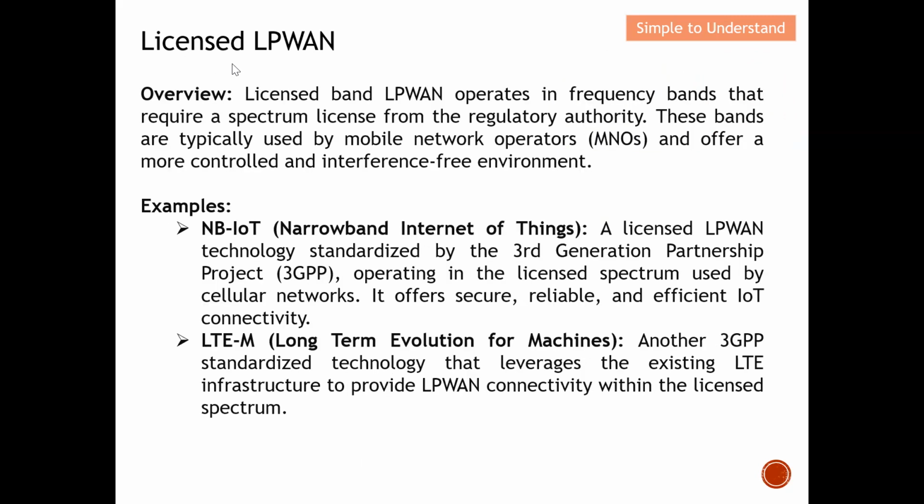Now, I'd like to quickly go through the licensed LPWAN. The licensed LPWAN operates in a frequency band that requires a spectrum license from the regulator. Telcos, for example, license some spectrum in order to establish LTE or 5G connectivity. They pay millions of dollars to the regulator in order to use the licensed spectrum. These bands are typically used by mobile network operators. For example, in Singapore, we have Singtel, M1, and StarHub. They pay some amount of money in order to use the spectrum.